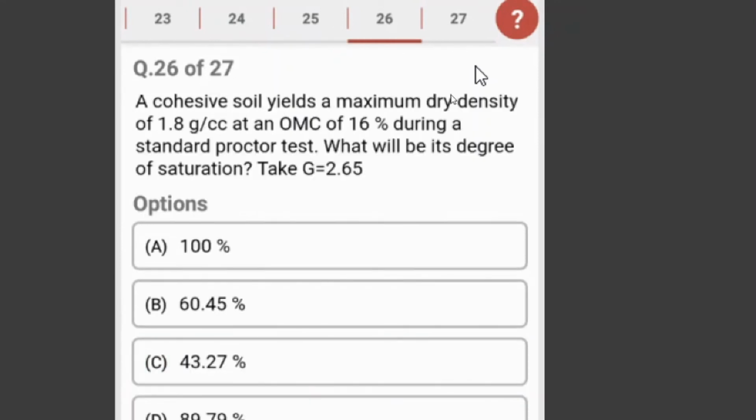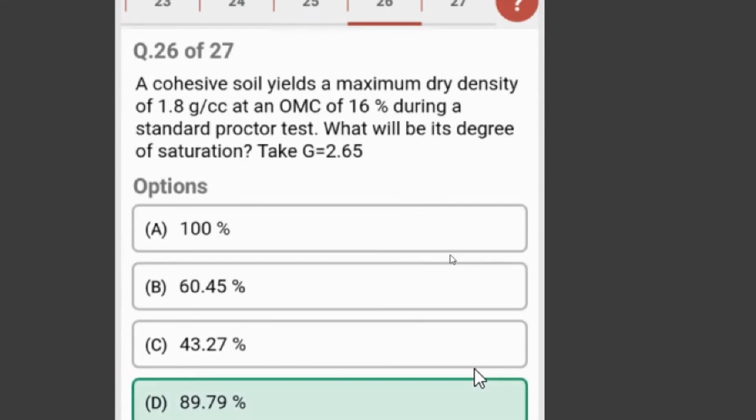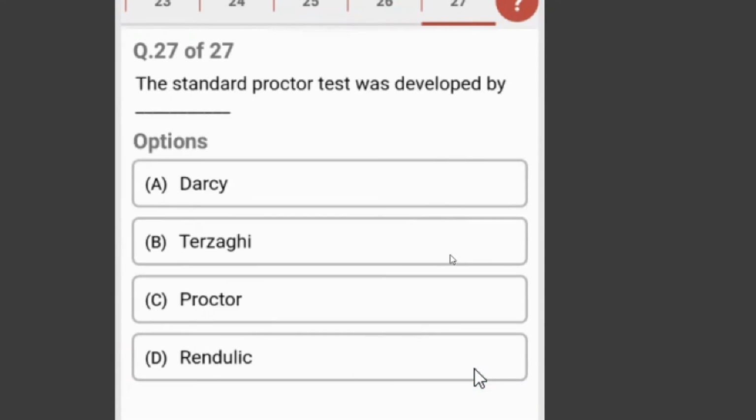A cohesive soil yields a maximum dry density of 1.8 gram per centimeter cube at an optimum moisture content, OMC, of 16%. During a standard Proctor test, what will be its degree of saturation? Take G equal to 2.65, and the answer is 89.79%. Last question: the standard Proctor test was developed by Proctor.